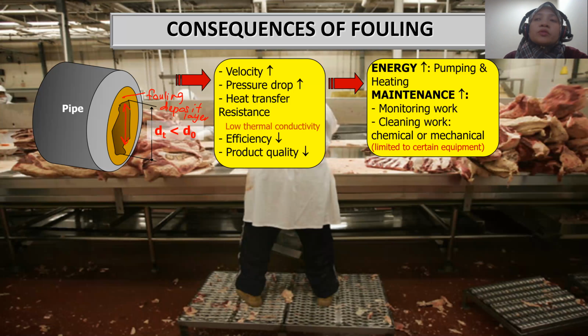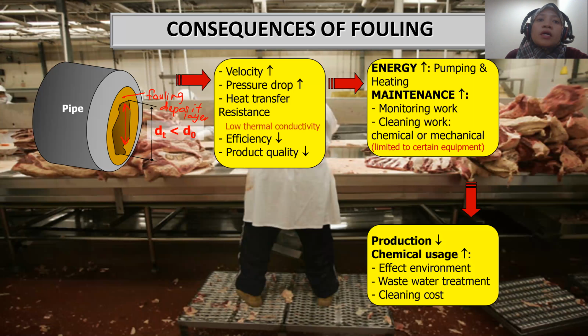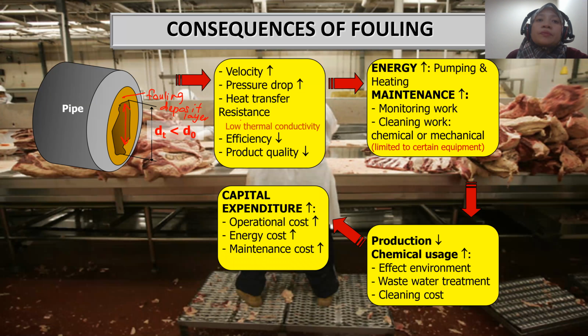Cost of maintenance also will increase to cover the cost for monitoring and cleaning. Production can also be lost as cleaning process is a downtime. Chemical usage during cleaning may affect the environment. Thus, it is important to treat the wastewater. Of course, cleaning chemical for food industry is more expensive compared to domestic cleaning chemical. So this leads to increment of chemical expenditure.